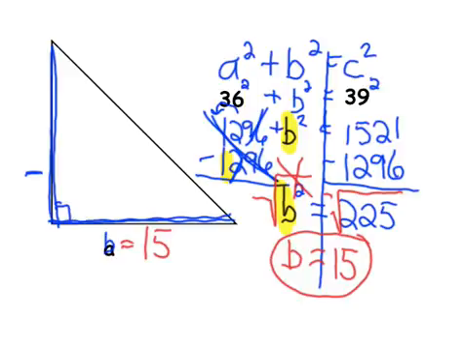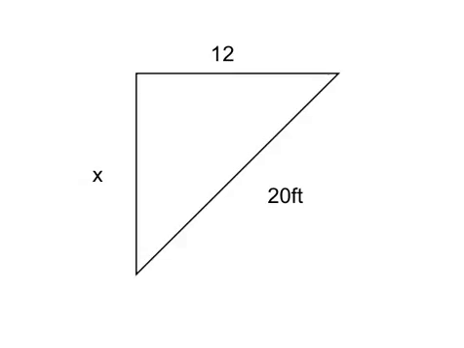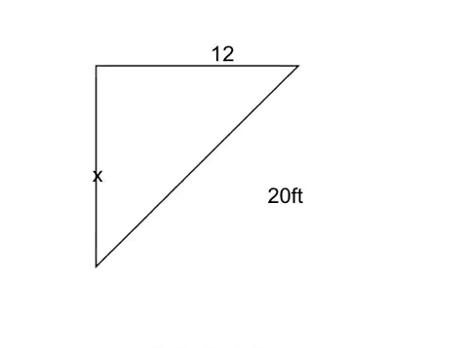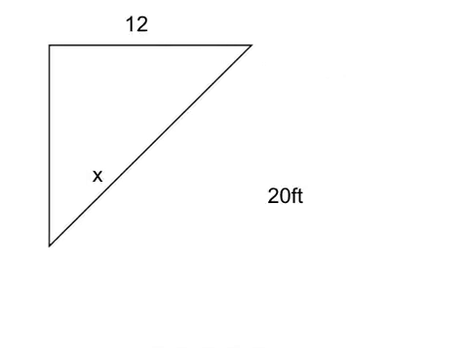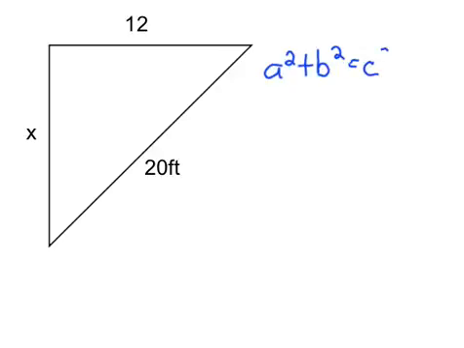I think we better try one more of those. All right, I'm gonna move this over a bit. And I'm gonna start by writing the Pythagorean theorem on my paper. A squared plus B squared equals C squared. That should be the first line on your paper for every problem like this.